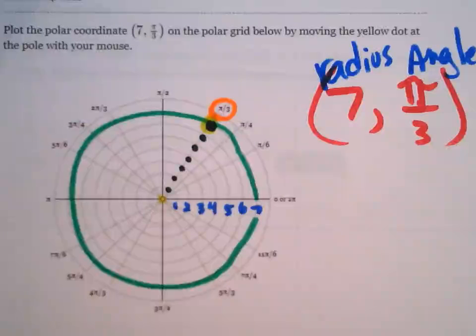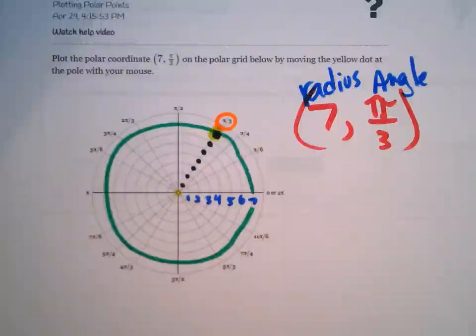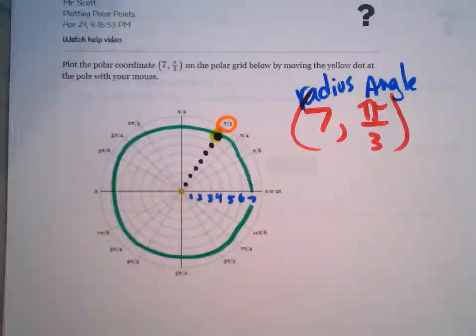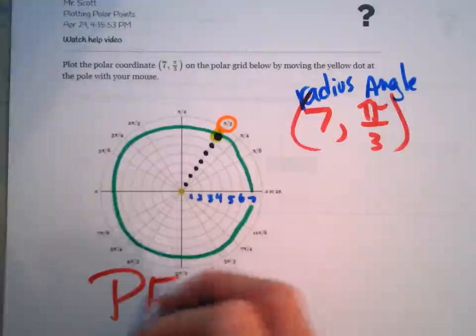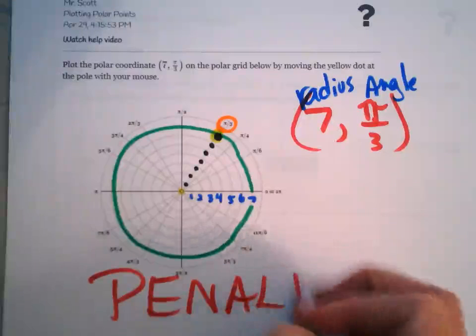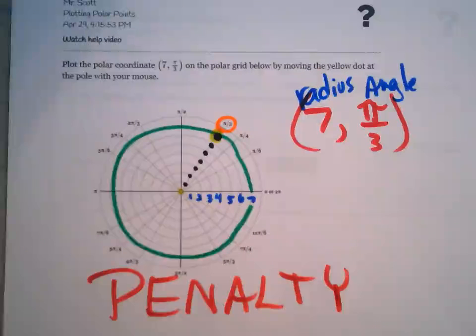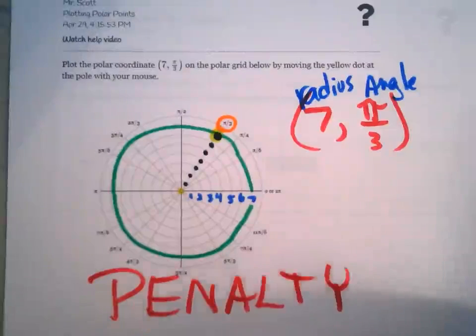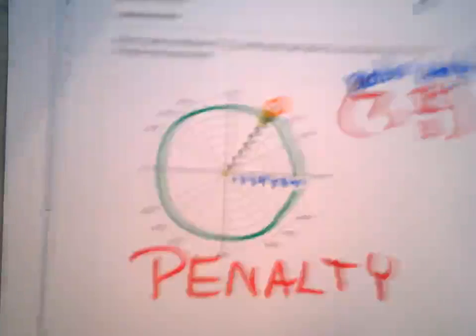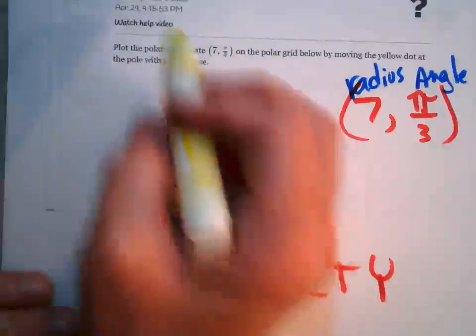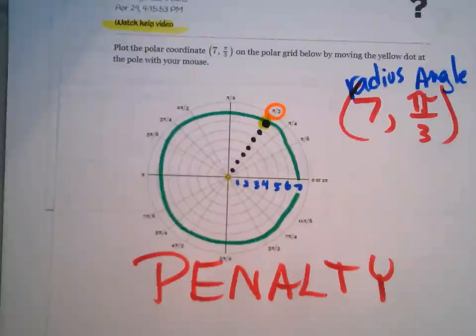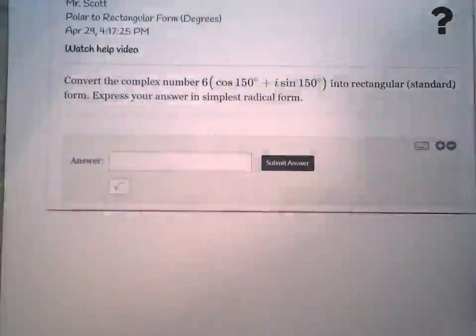On Delta Math, I'm going to zoom this back out. On Delta Math, these problems do have a penalty attached to them, because they're simple questions, okay? There's not a lot of math to do. Essentially, you're just clicking and clicking and clicking until you get the dot to wherever you want it to be. So that's problem number 1. And remember, you guys have these help videos at your disposal, so use them if you need them.